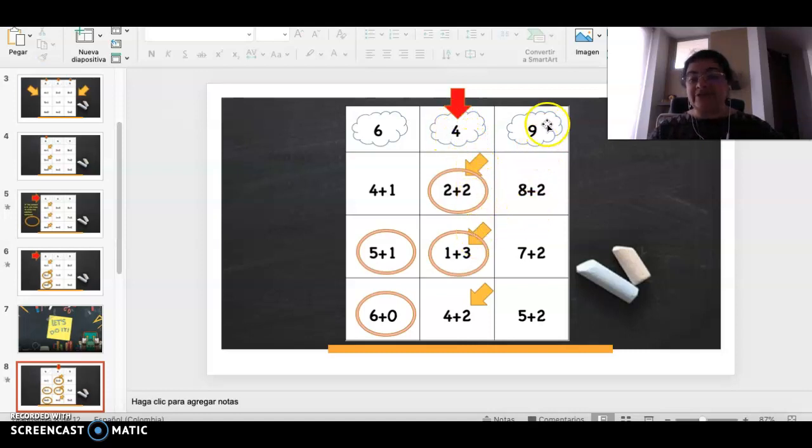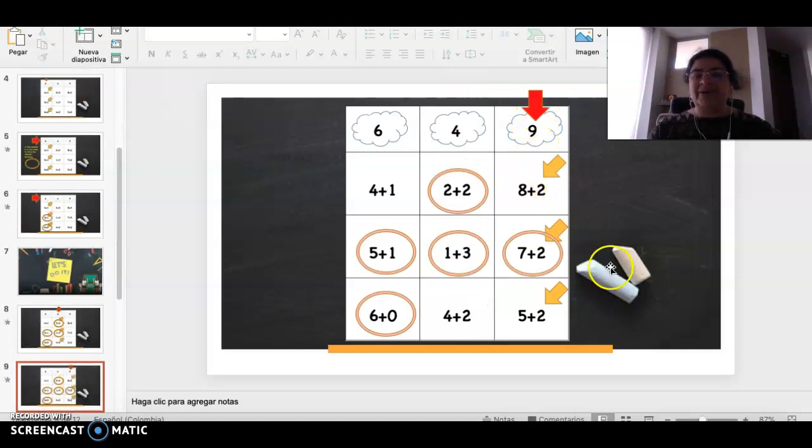Okay, now let's continue with column number 3 for 9. 8 plus 2 makes 9. Oh, Miss Patty, excuse me. I was confused because I am a little bit crazy and sick, obviously. 8 plus 2 is not 9. It is 10, Miss Patty.